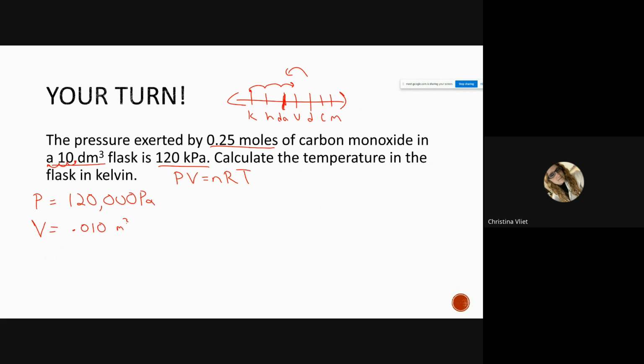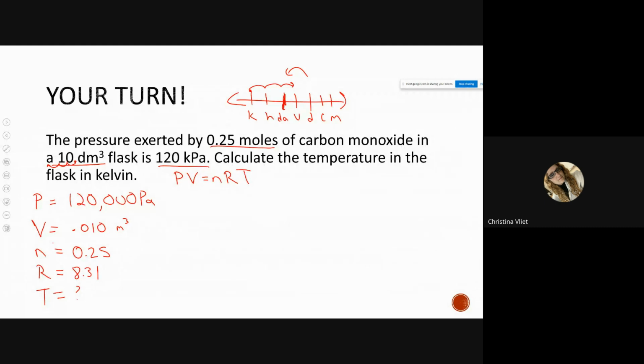0.010 meters cubed, now in the correct unit. All right, N, what's N? 0.25 moles. Is it supposed to be moles? Yes. R is always 8.31. T is, I don't know.